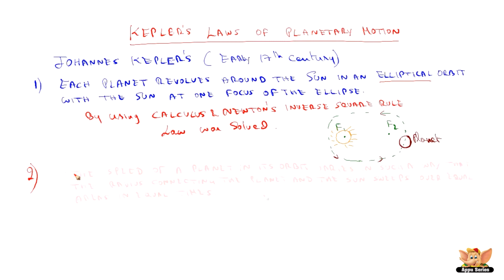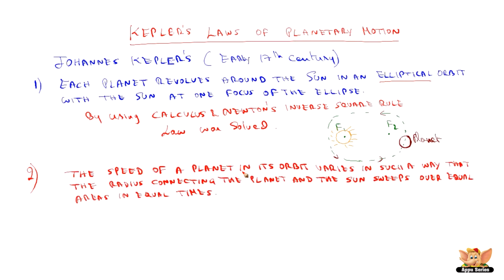And his second law states the speed of a planet in its orbit varies in such a way that the radius connecting the planet and the sun sweeps over equal areas in equal times. So the planets are moving around, and if we take F1, the planet is at position A, and the planet moves from A to B. So the area covered is A, B, F1.